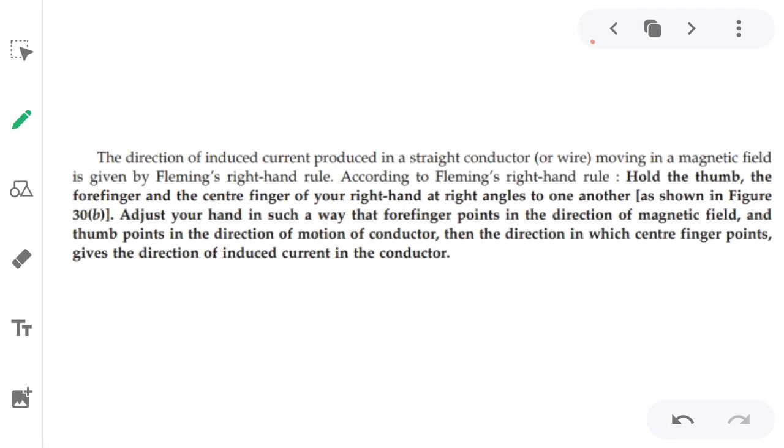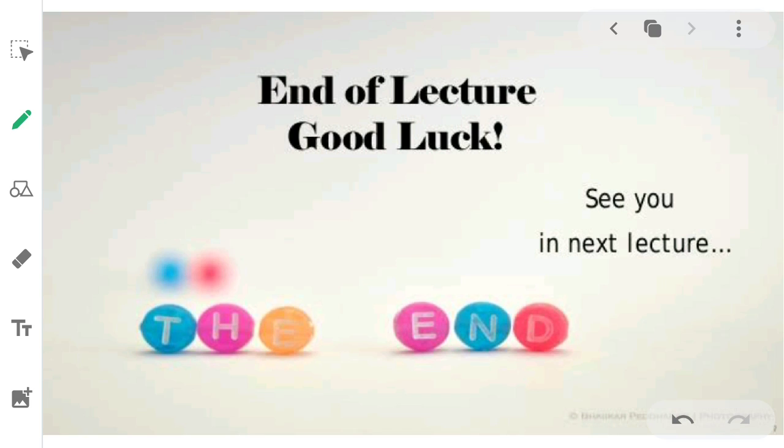So this principle of induction of current is used in generators to produce electricity. In the next video we will see how a generator works and what its construction is. Two types of generators are there, DC and AC. We will see what the principle of a generator is, what the difference between a DC generator and an AC generator is, and what the difference between a generator and a motor is. That also we will try to understand in the next video.